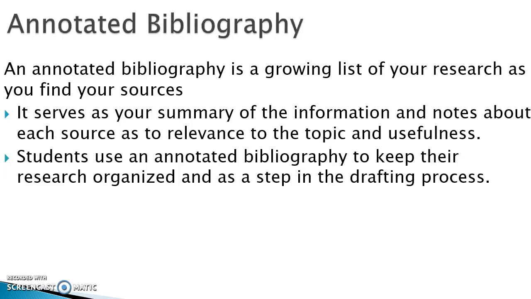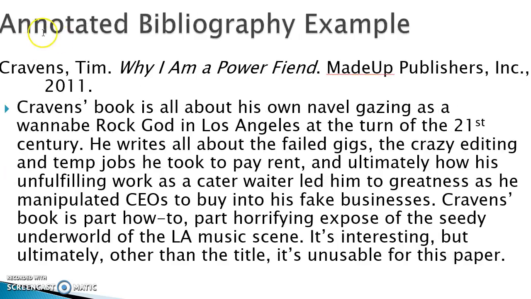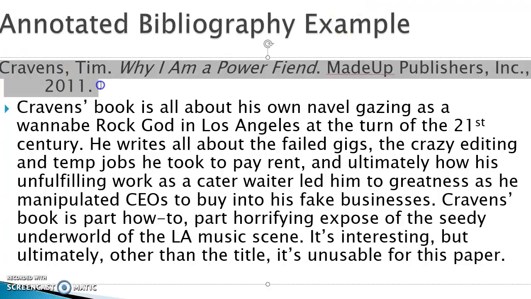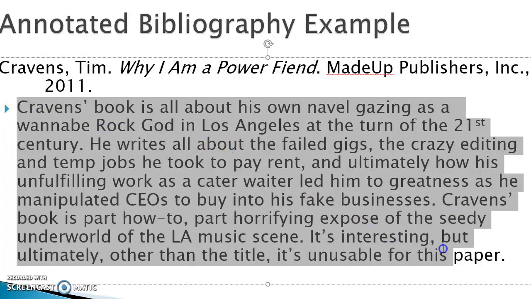So it's a summary of your information, the notes about your sourcing, and it also adds your citation as you're going through. An annotated bibliography example looks like this. So here's your citation. And then here is the summary, and then the last sentence is whether or not it's usable. And so you want to do this, especially for long sources, to help you keep your information together.